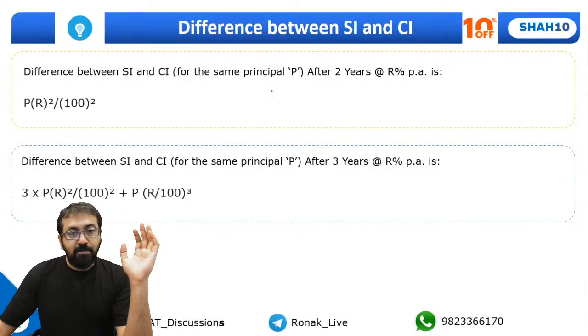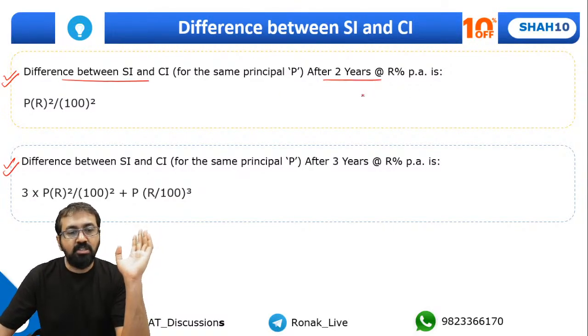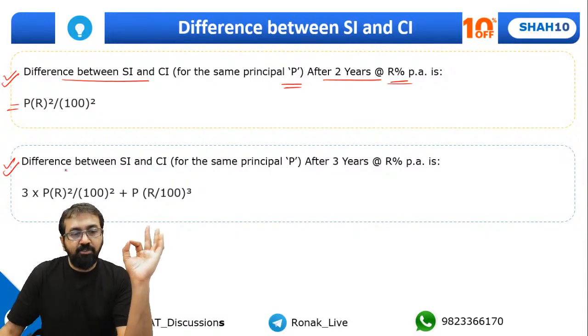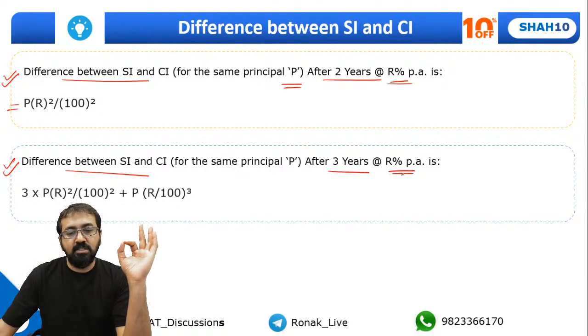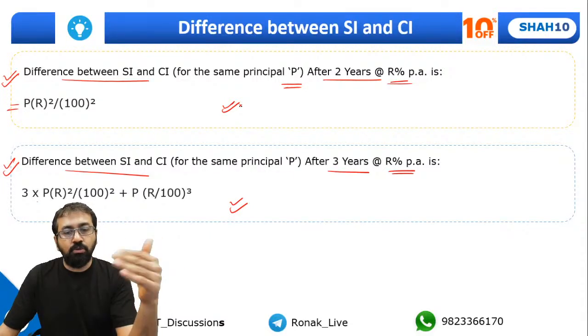Okay. Some special cases about simple interest and compound interest, some special formulae rather. Please remember this thing: the difference between SI and CI after 2 years at R% per annum for the principal P is equal to P R square upon 100 square. Same way, the difference between SI and CI after 3 years for the same principal and rate of interest is 3 into PR square upon 100 square plus P into R cube upon 100 cube. याद रहेंगे ये दो फॉर्मूले everyone? Right? So what you can do is after the session, you can watch this video a couple of times more, right? That would be really helpful.